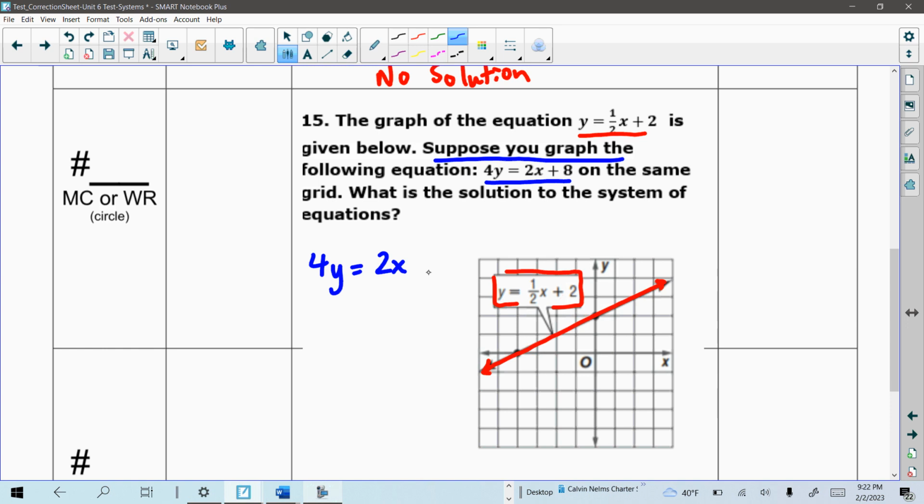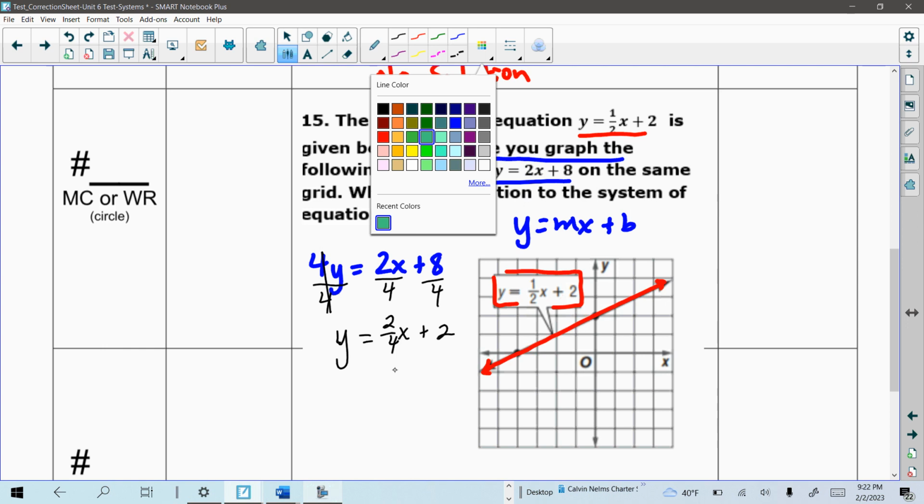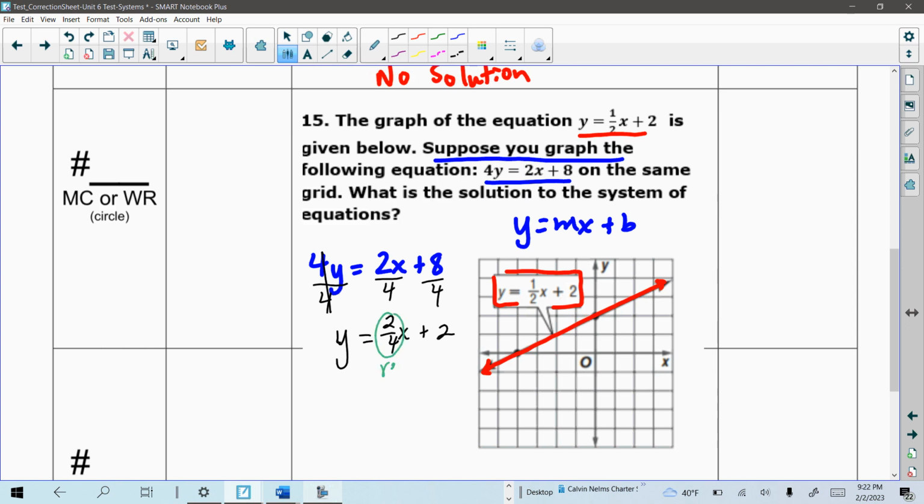In order to graph any equation, it has to be in mx plus b form. And this equation right here is not in that form. And to get it into that form, you have to divide everything by 4. Okay? And when we do that, and you simplify, some of you showed me this, which is fine, plus 2. But what you needed to recognize is that this 2/4 can be reduced.